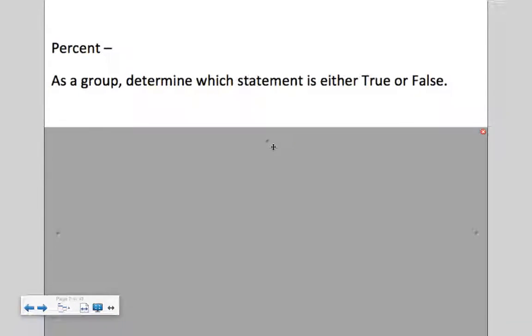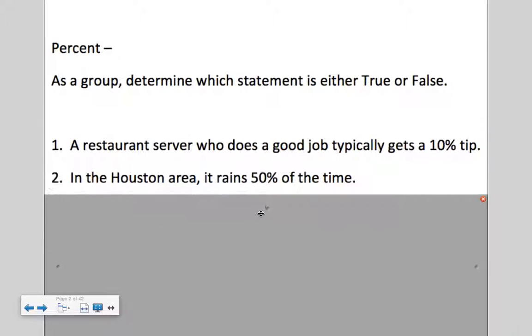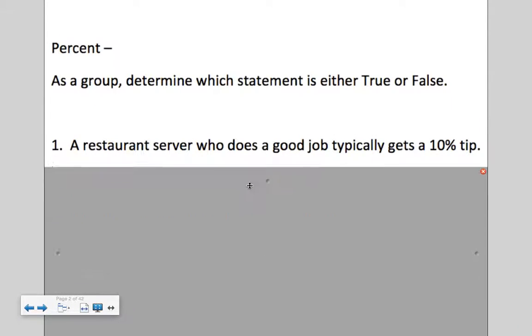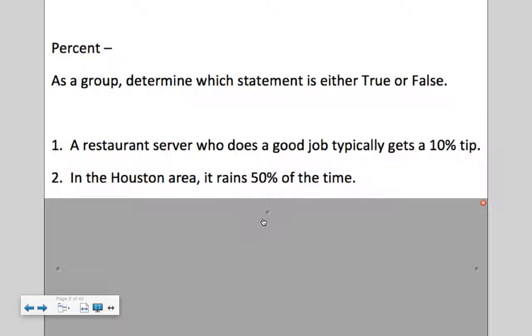So in your group, you will be discussing the following: true or false. A restaurant server who does a really good job typically gets a 10% tip. So if your parents are at Chili's or any restaurant with wait service, will they just give them 10% at the end of the meal? I think that's false. In the Houston area, it rains 50% of the time. 50%. Doesn't that mean half? No, it doesn't rain half of the days.